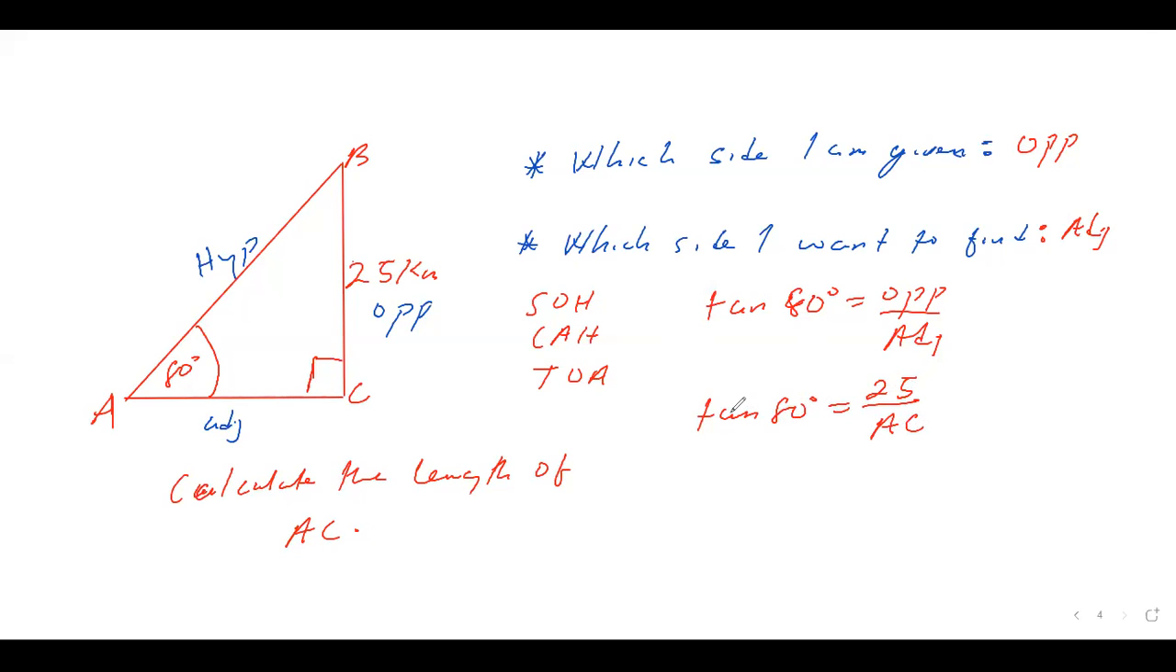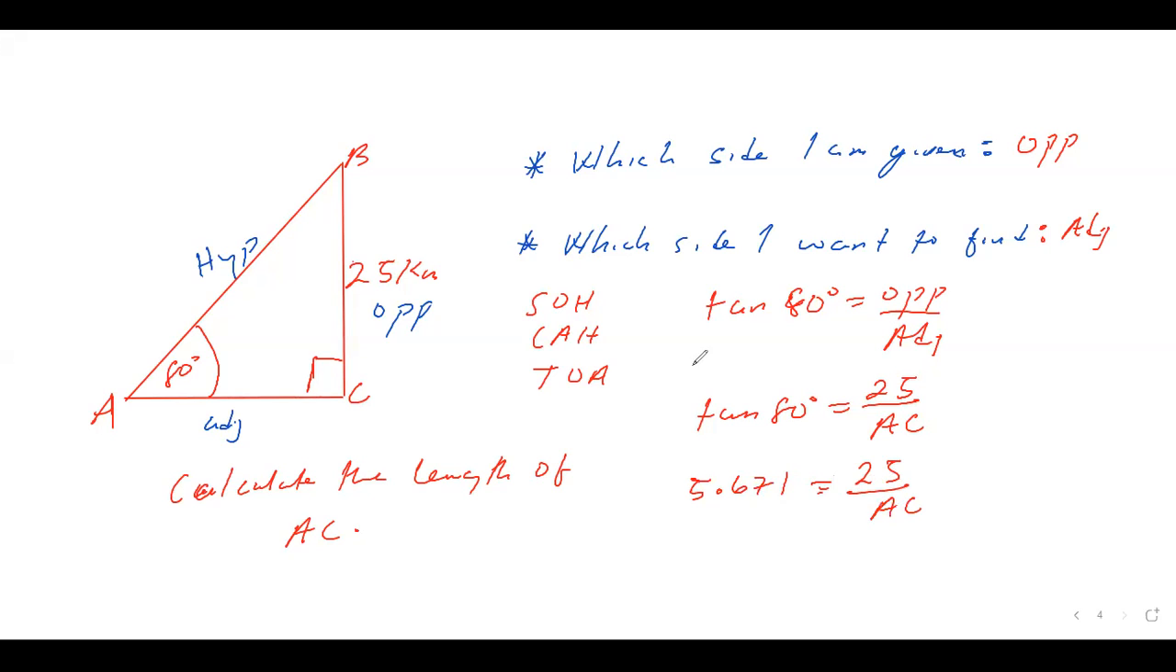All right. Now, tell me, what is tan 80 degrees? Give it to three decimal places, please. It's 5.671. Okay, so it's 5 point 671, right? Equals 25 over what? AC.